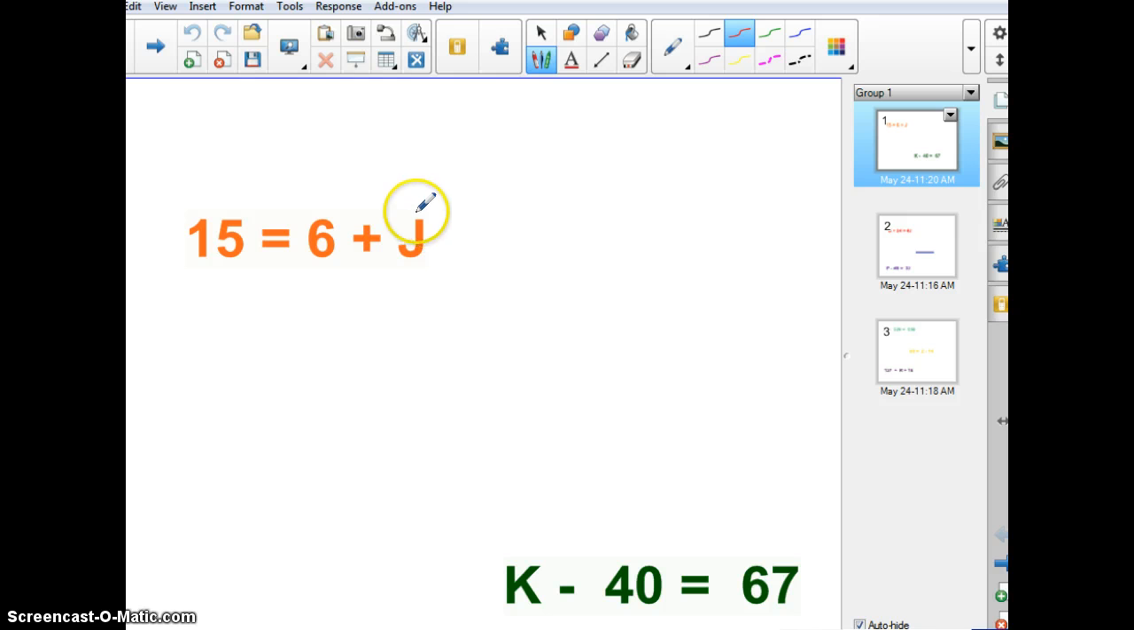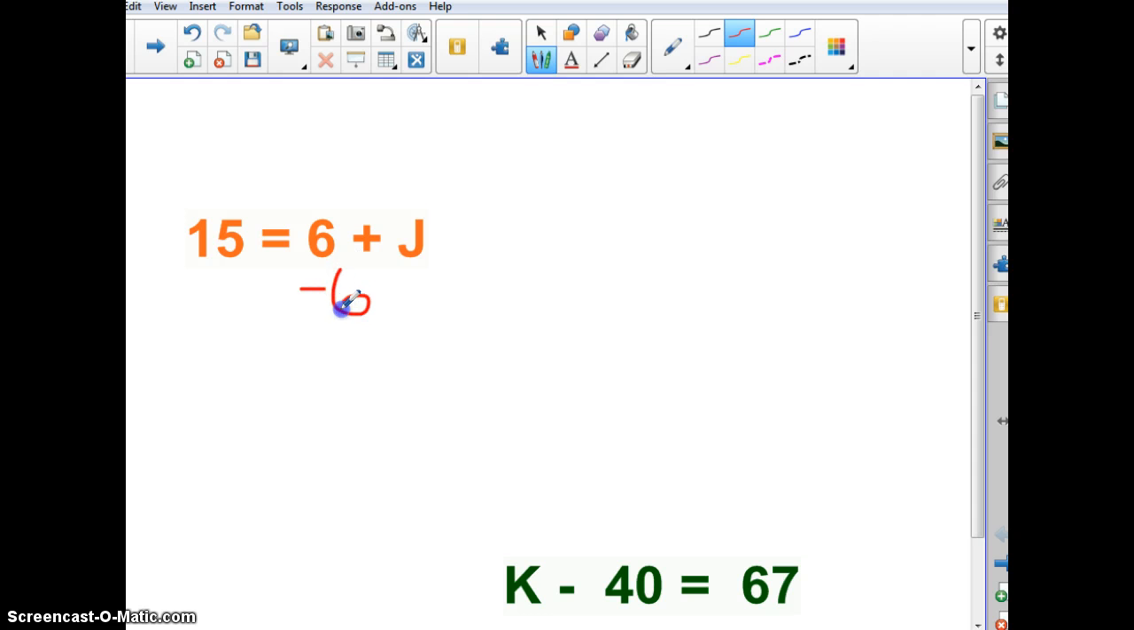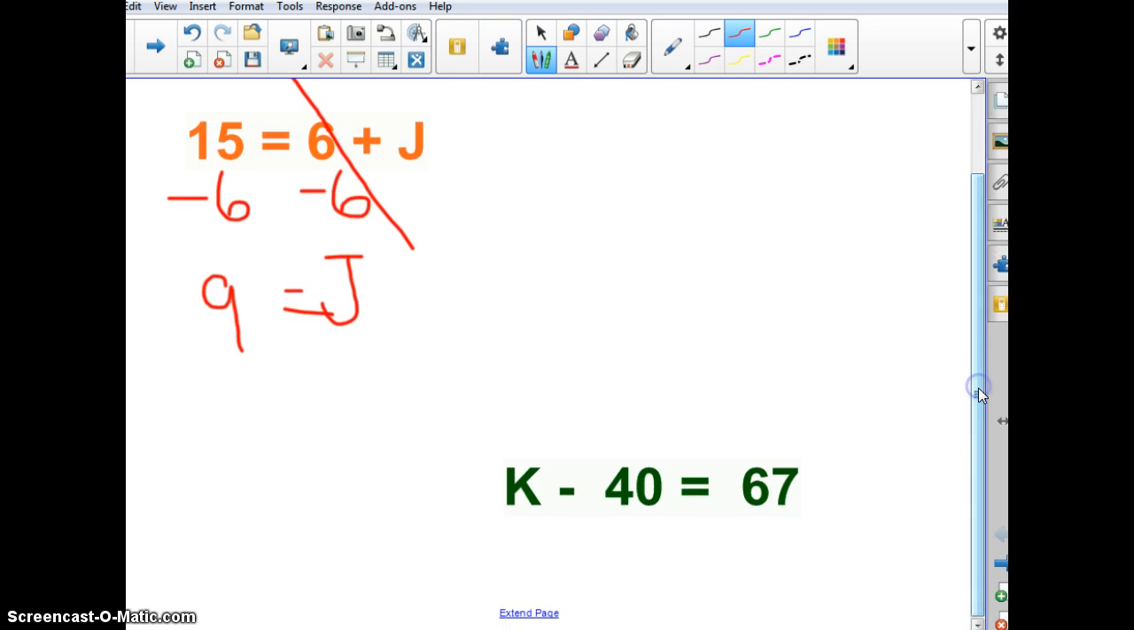We want j to be by itself. So instead of adding 6, we're going to do the opposite. We're going to minus 6. What we do on that side, we have to do on this side. So plus 6 minus 6 cancels each other out. So we're left with j equals 15 minus 6, which is 9. Now if I put that in place of the j, 6 plus 9 does equal 15, just to check ourselves.